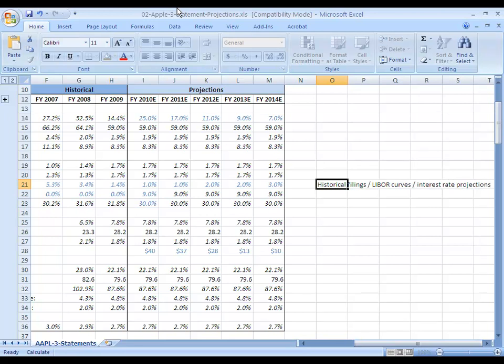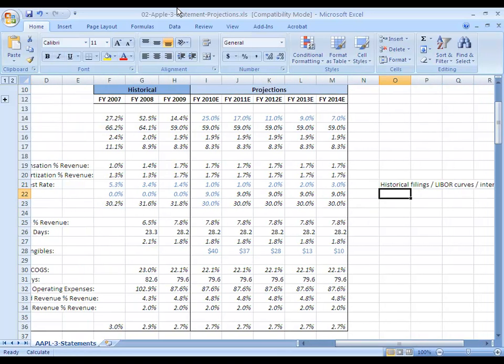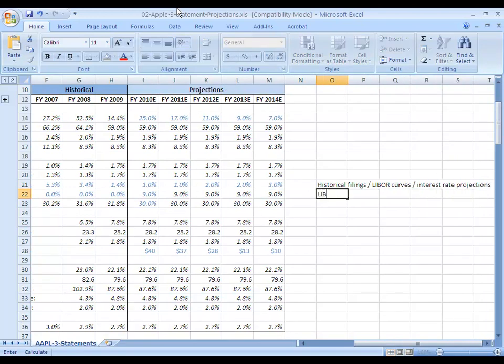On the debt interest rates, this one's a little different. You still look at LIBOR curves occasionally, but you also look at recent debt issuances, and you really take it from there. You look at similar companies with similar debt issuances, and that's how you determine the interest rate on debt most of the time.